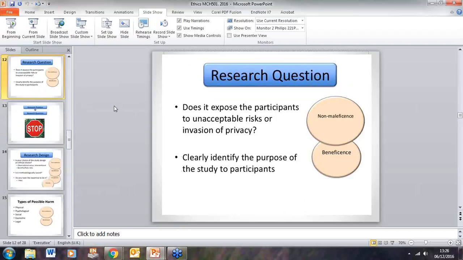So when we're looking at the research question, we need to think about, does it expose the participants to unnecessary risk or invasion of privacy? There are many questions and there are many pieces of research that we might want to do for the development of knowledge, but it isn't appropriate to do them. That we can't do something to a group of people if it's going to cause them harm, and if by undertaking the research it's going to invade their privacy.